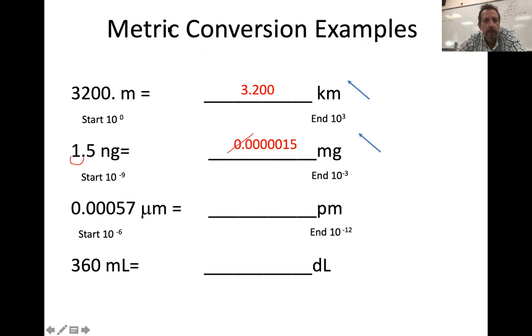Okay, let's take a look at a couple more examples. So micro has an exponent of 10 to the -6.